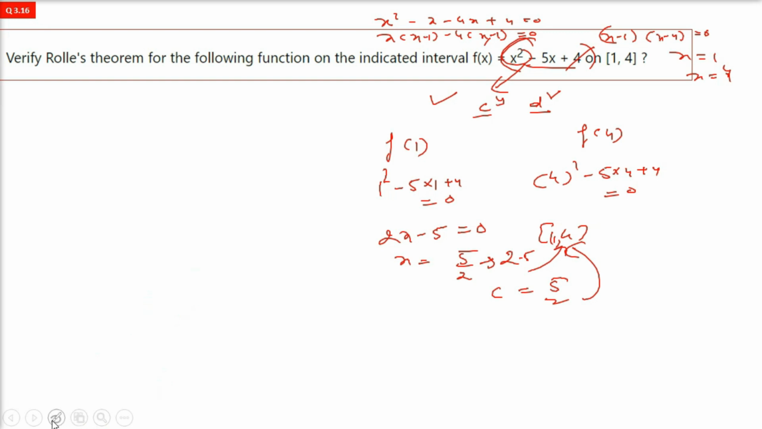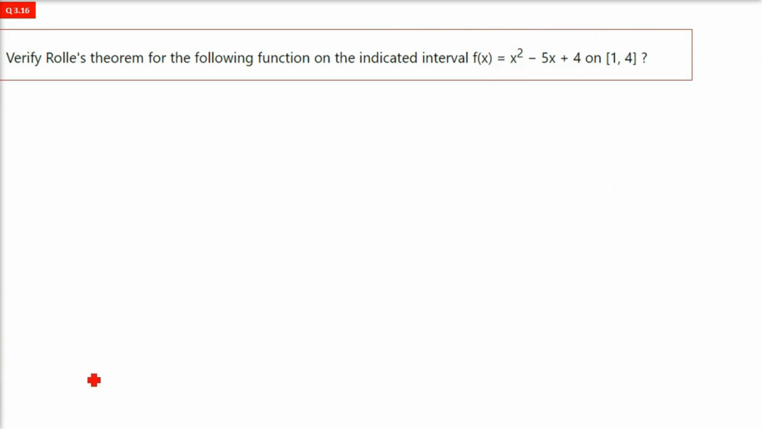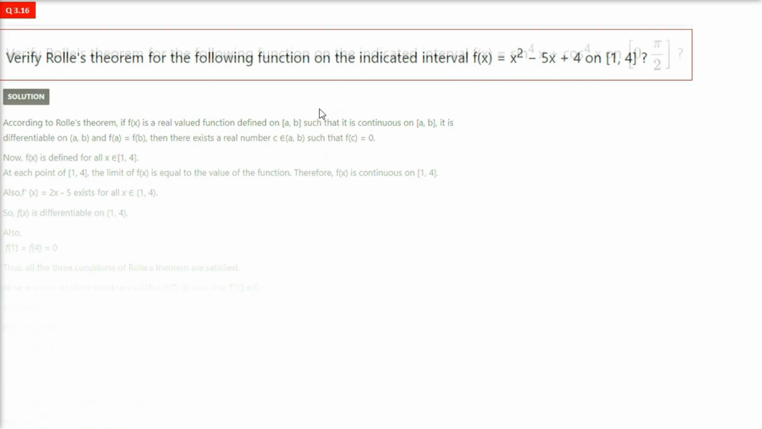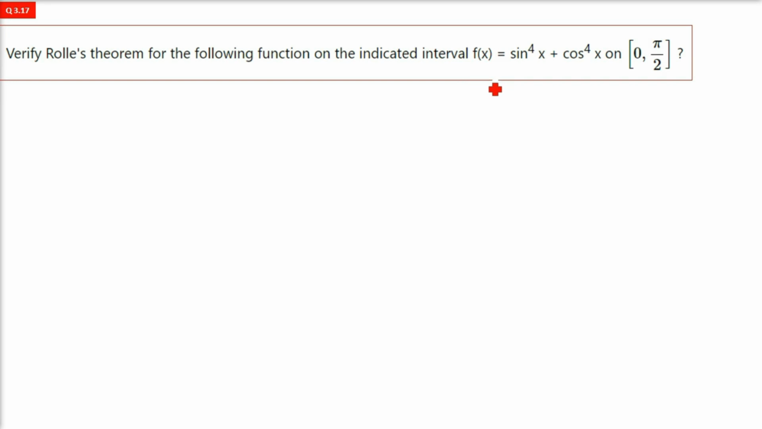This is a very straightforward question, and let me show you how you are going to actually write it in the process of solving. This question is easy, but to write it on paper will take time, because the other person has to understand that you know it. Verify Rolle's theorem for the following function on the indicated interval. f(x) equals sine raised to 4 x plus cos raised to 4 x on 0 and pi by 2. Sine and cos both are continuous and differentiable, that has already been established.